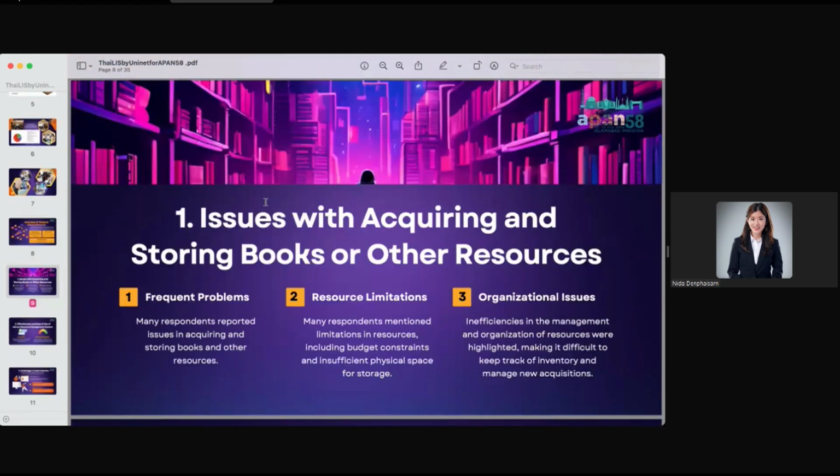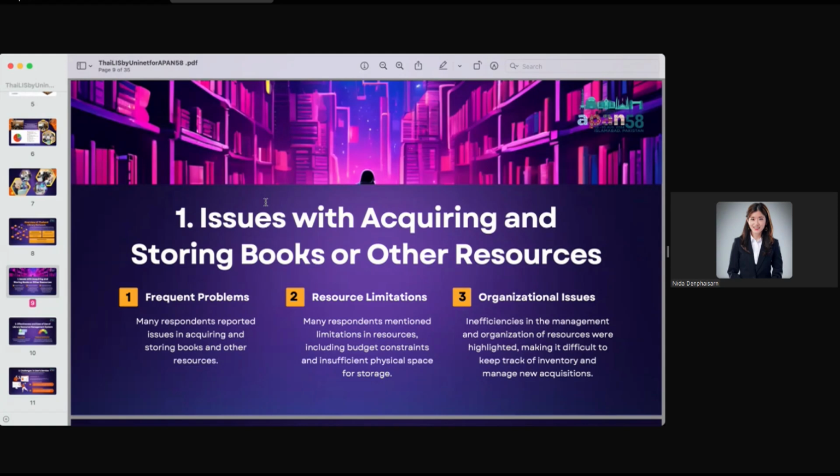Okay, so the presentation from now will be the pain points. The first one is the issue with acquiring and storing books or other resources. The frequent problem is that many respondents report issues in acquiring and storing books and other resources. Second one is resource limitations.